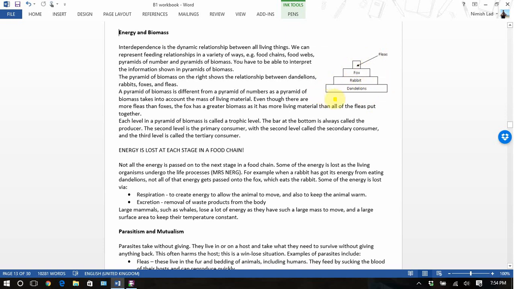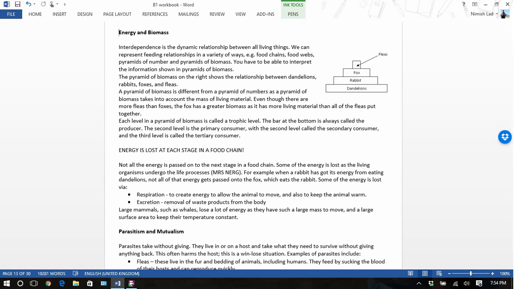Each level of the pyramid of biomass is called a trophic level. The bar at the bottom is always called the producer, and the second bar is always a primary consumer. Energy is lost at each stage of the food chain, and therefore energy is lost at each stage of the pyramid of biomass. That's why it's getting shorter and shorter, because energy is being lost at each stage. Not all of the energy passes on, because some of the energy is lost as organisms undergo life processes. For example, when a rabbit has got its energy from eating dandelions, not all of the energy gets passed onto the fox, which eats the rabbit.